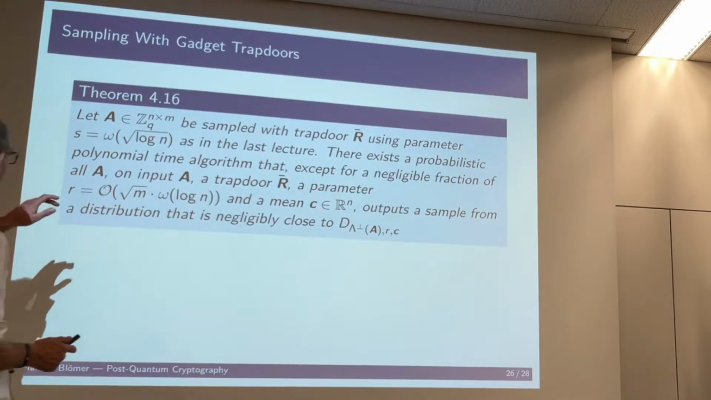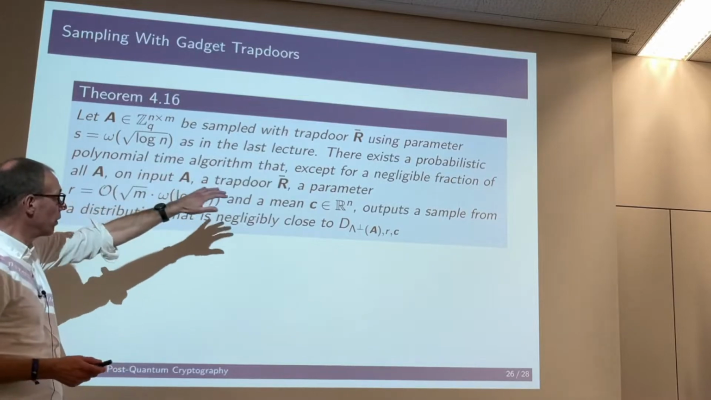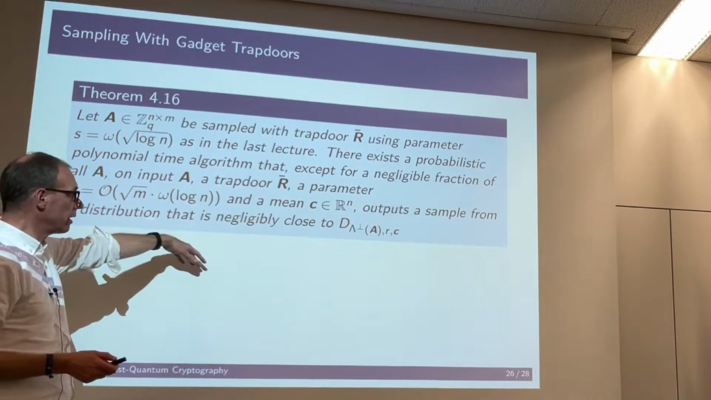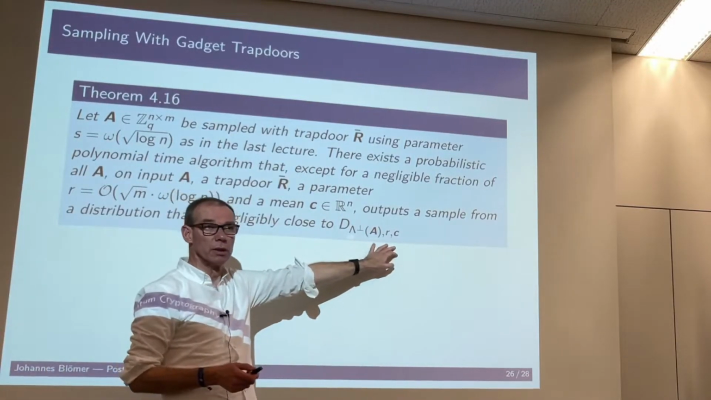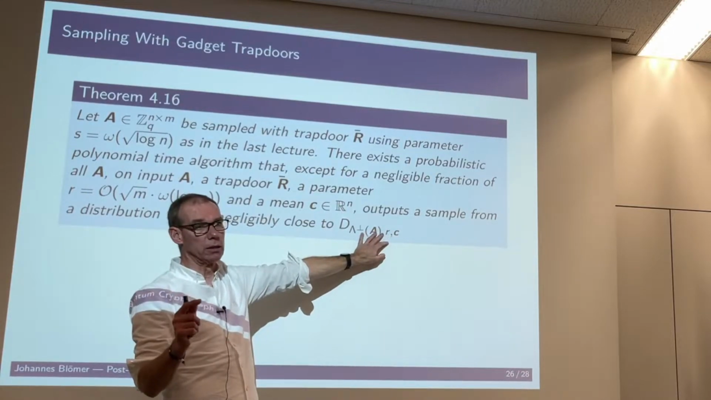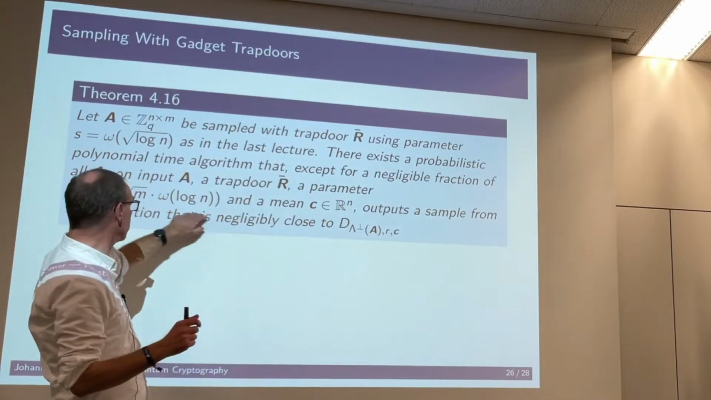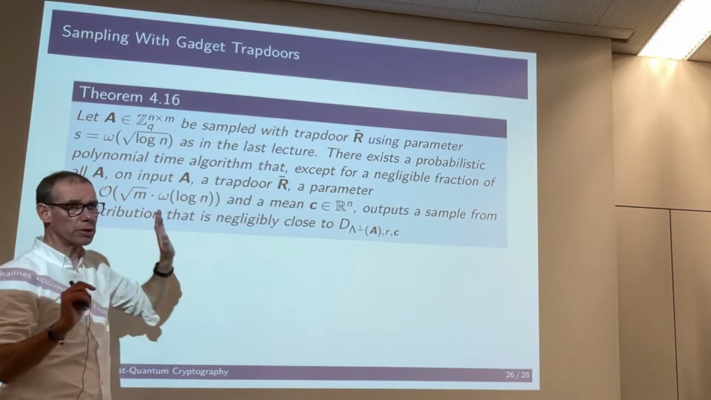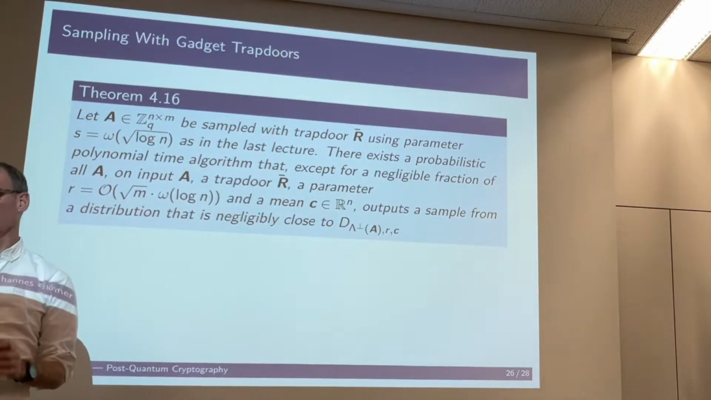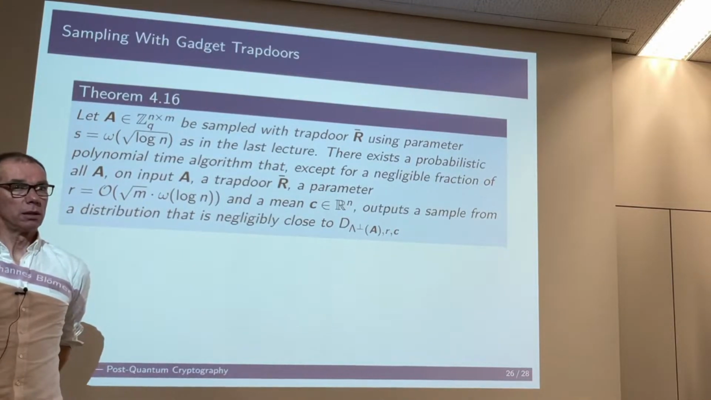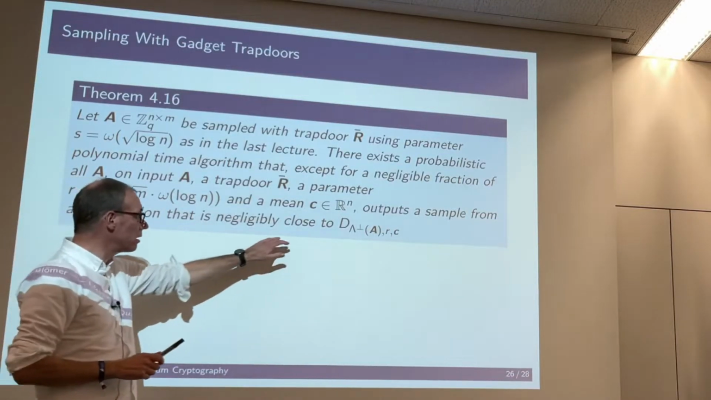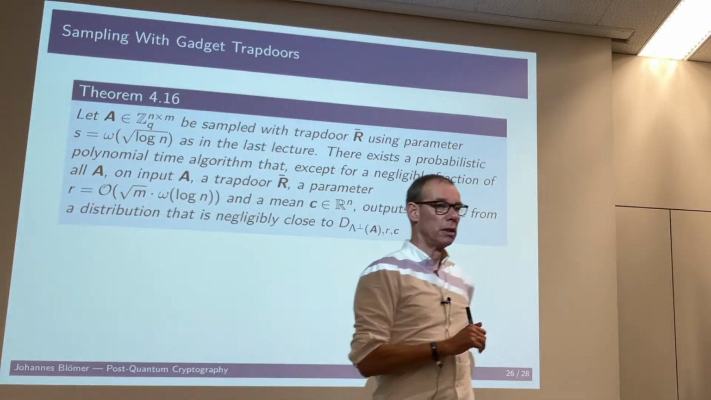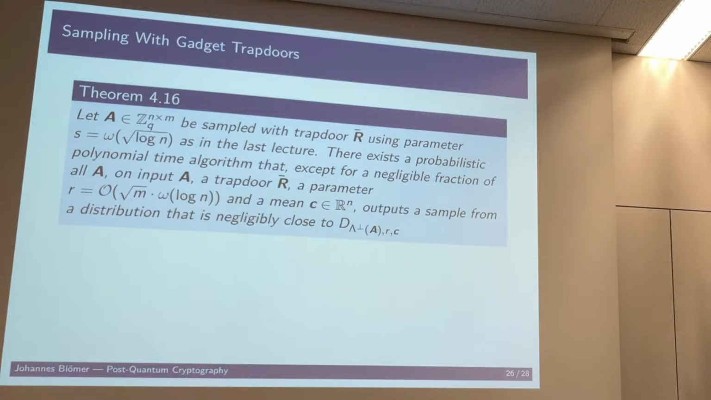generate A's together with trapdoors such that we can sample from these distributions almost exactly. And the parameters are slightly different, but the important point is it's always including the square root of m. Yeah? So for these types of lattices, we can roughly sample with parameter square root of m.